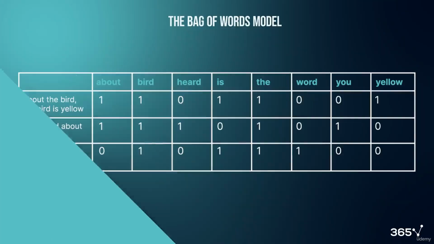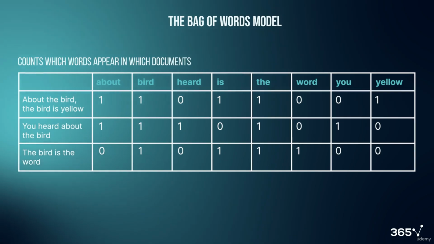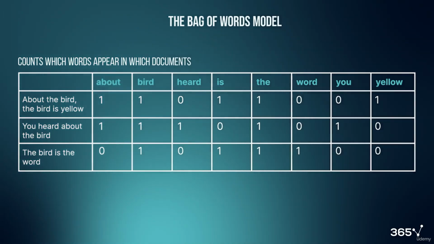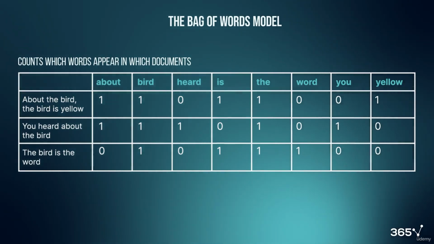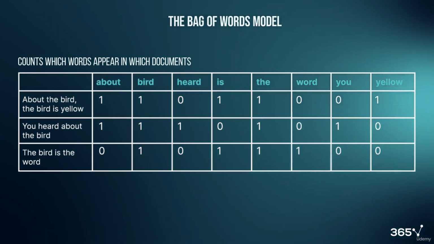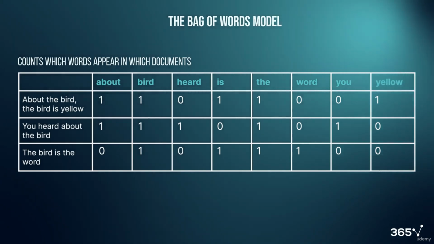The bag of words model is a really simple method. It just counts which of our words appear in which of our documents. It's simple and easy to understand, but you do lose a lot of context. It doesn't take into account the order of the words or how many times those words appear in each of the different documents.